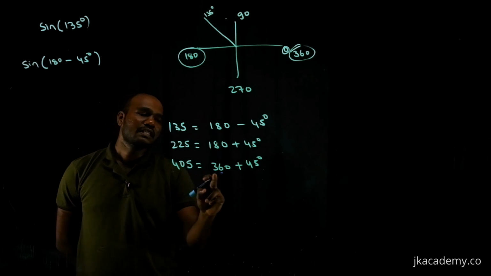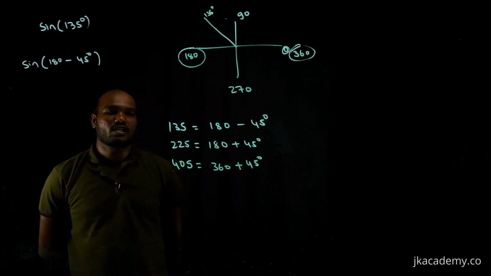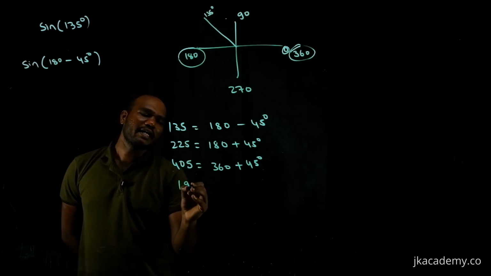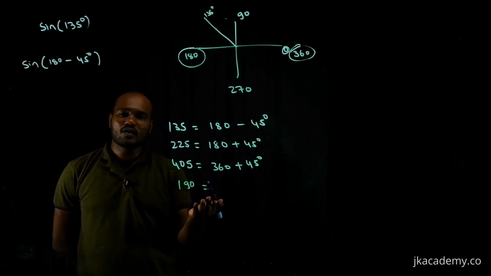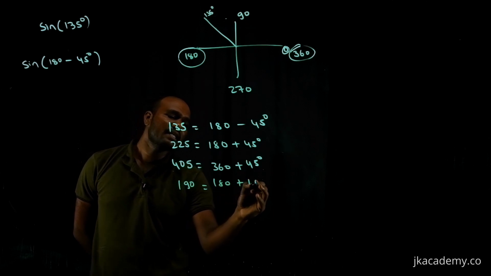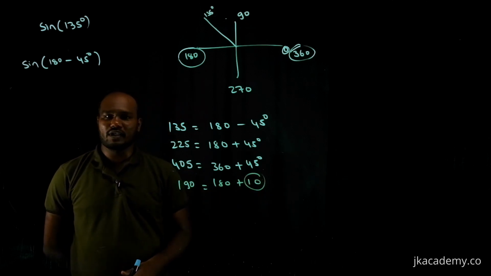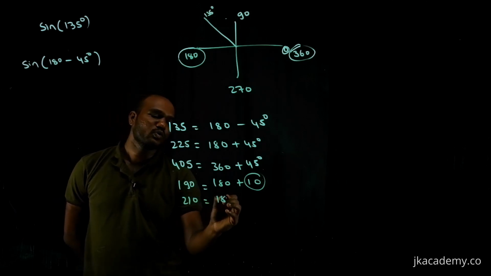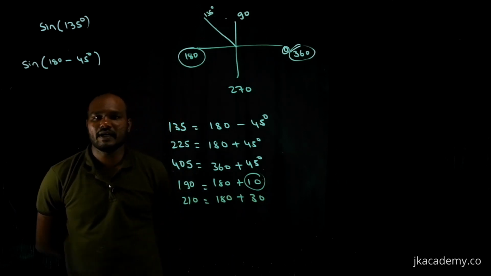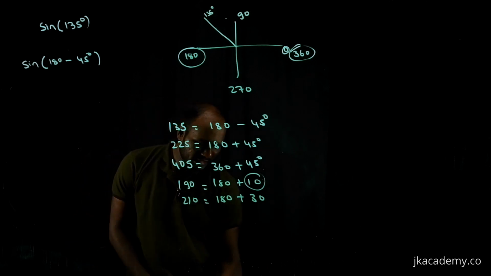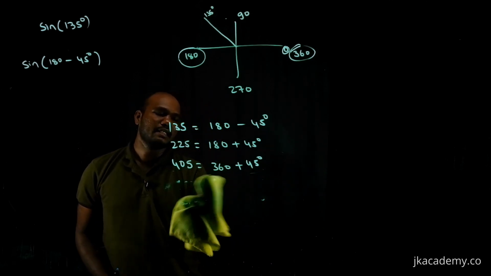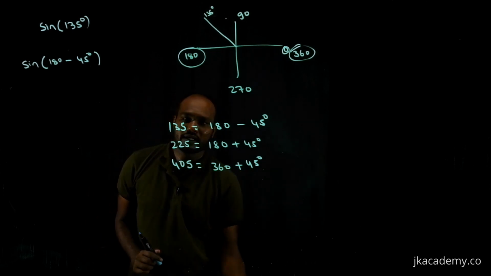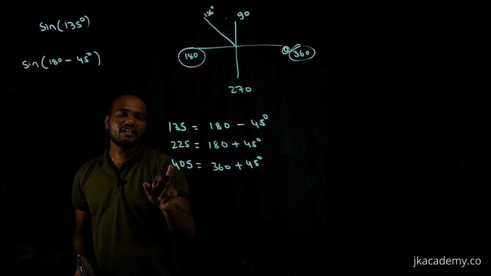405 degree can be written as 360 degree plus 45 degree. These are the majority of the problems that we can see. If we have 190 degree, you cannot get it, because 180 degree plus 10 degree, we don't know about 10 degree, so we don't care about it. If we have 210 degree, yeah, they can ask a question, because 180 degree plus 30 degree, right? So don't worry about all of this, just think about these three. These three are the important angles that you are always going to get. Okay, 135 degree, 225 degree, 405 degree.